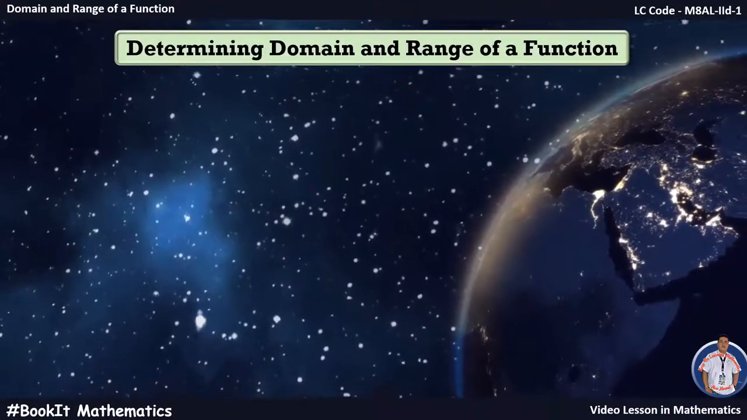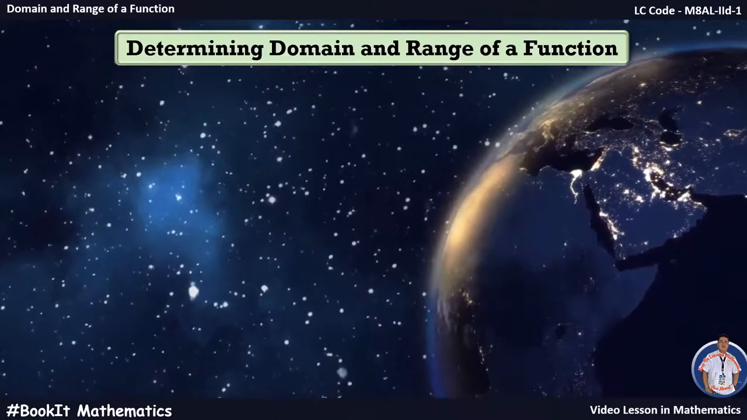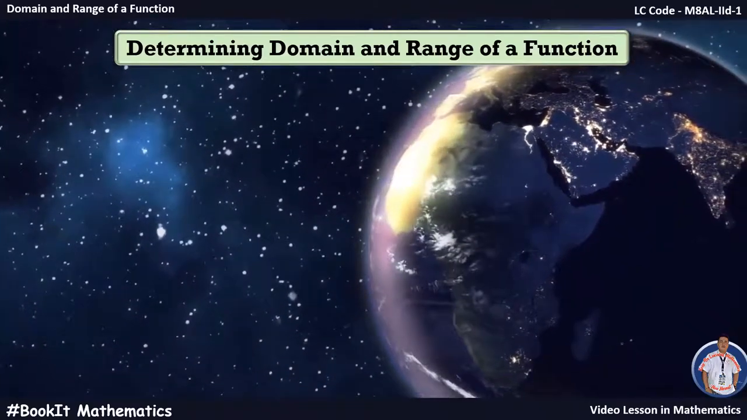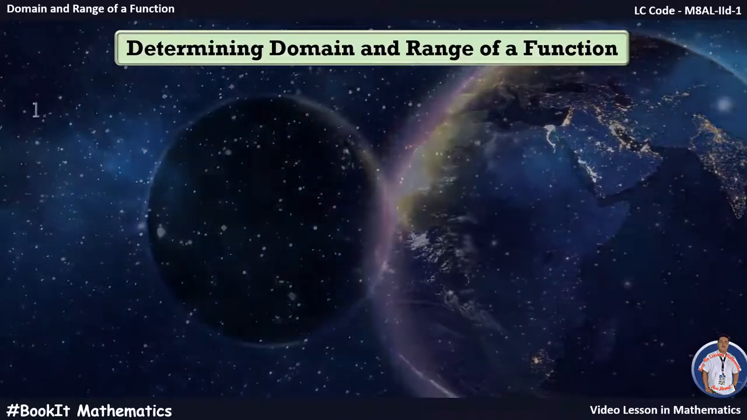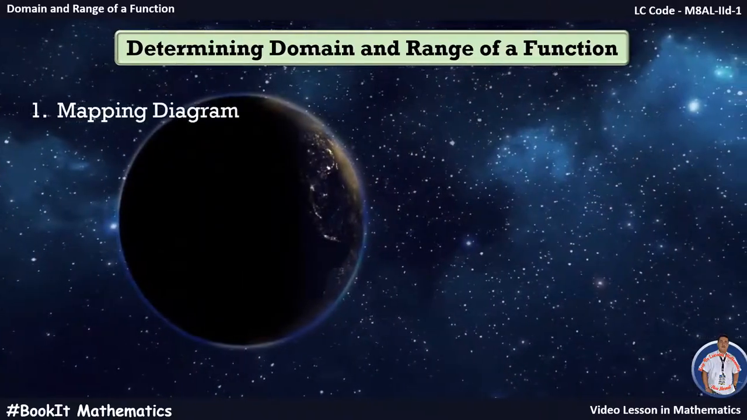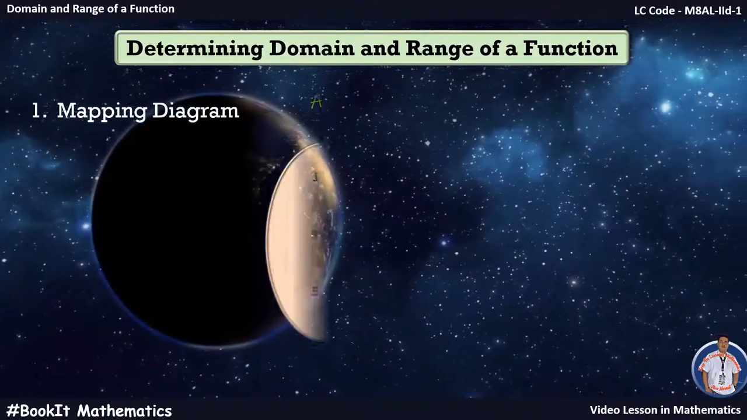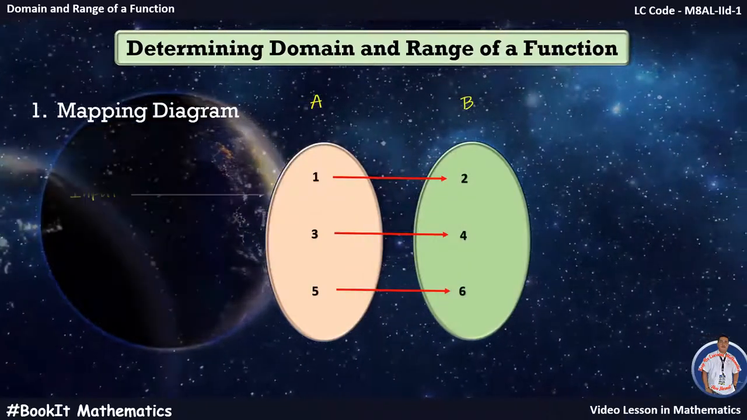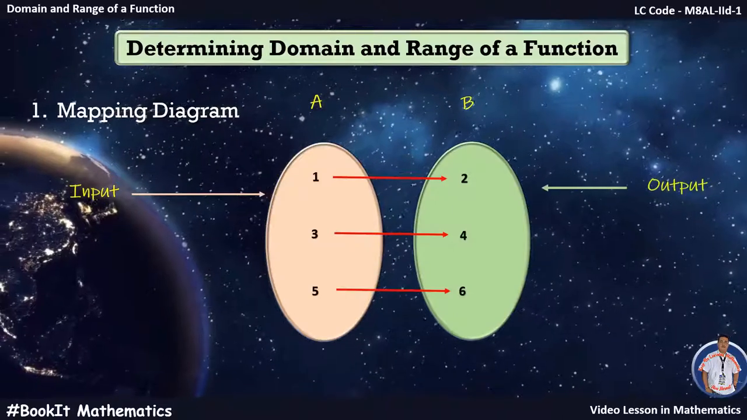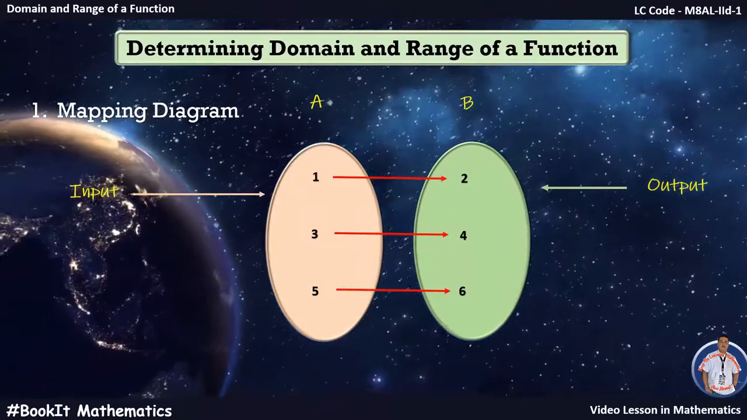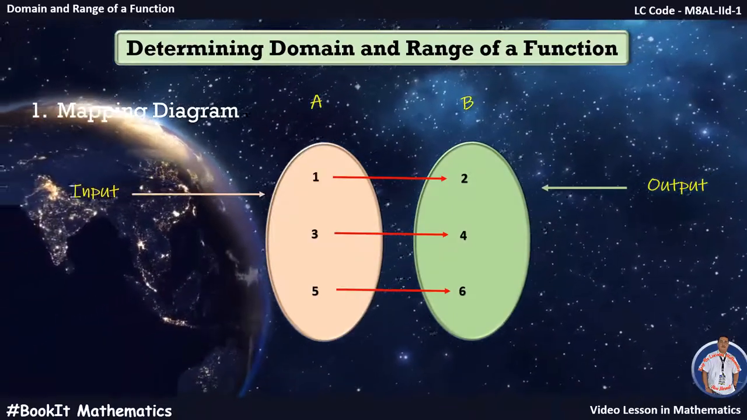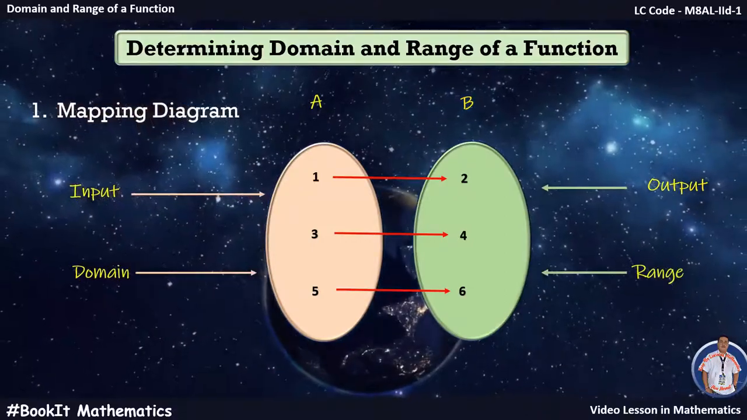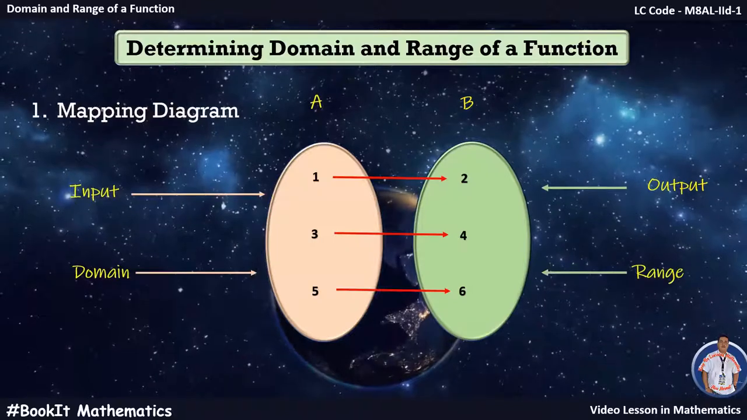Now, let's try our first method in determining the domain and range of our function or a certain relation by using a mapping diagram. A mapping diagram shows how the elements are paired. It's like a flowchart for a function showing the input and output values. A mapping diagram consists of two parallel columns. Lines or arrows are drawn from the domain to the range to represent the relation between any two elements.